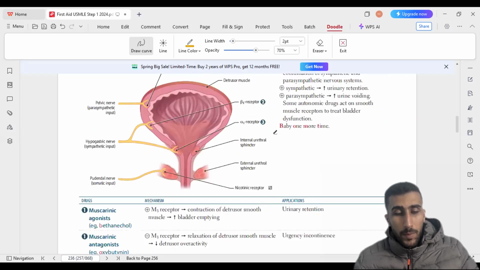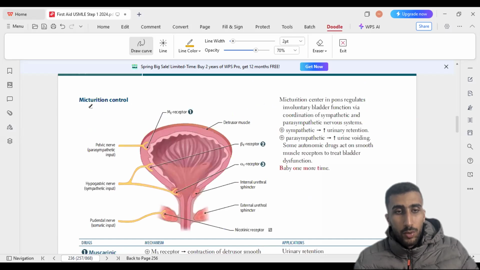So the next topic here is micturition control. The process of micturition is regulated primarily through the pons, the main center that regulates micturition and the involuntary bladder function versus the voluntary, as we will see further. This is done via coordination of the sympathetic and the parasympathetic nervous system, centralized in the pons.